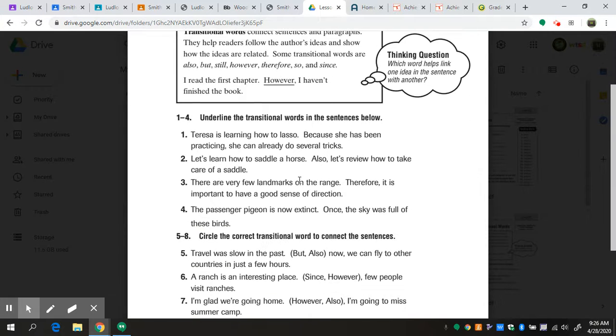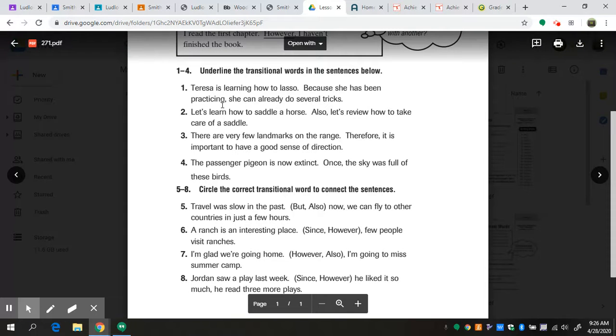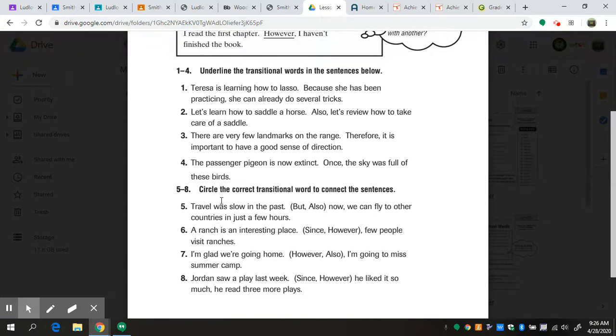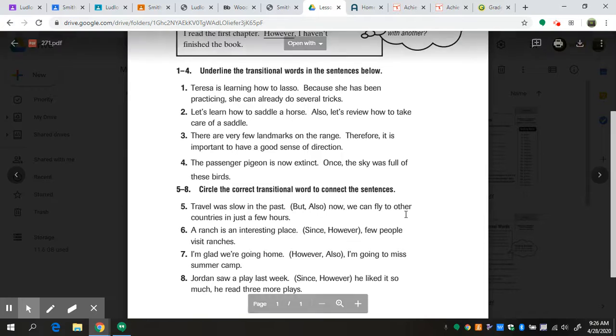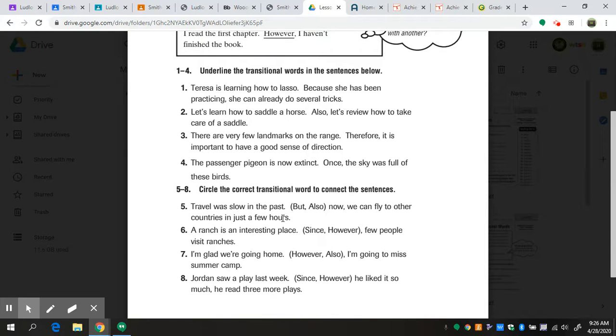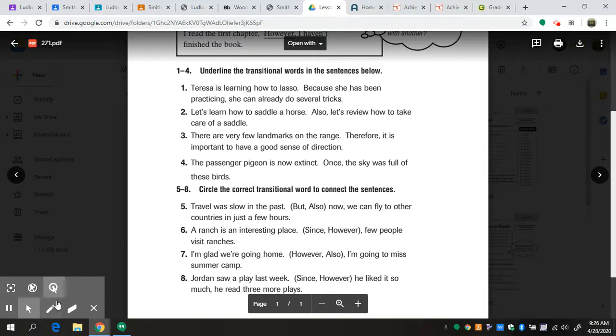So I'm going to go through the worksheet with you. I'm going to do the first two for 1 through 4 and the first two for 5 through 8. So if you have any questions, they shouldn't be about 1 and 2 or 5 and 6 because I'm doing them for you. So let's grab my little pen over here. Finally, a worksheet that I don't have to write words on, so hopefully we can actually see what I'm doing. So for 1 through 4, we are underlining the transitional words in the sentences below.